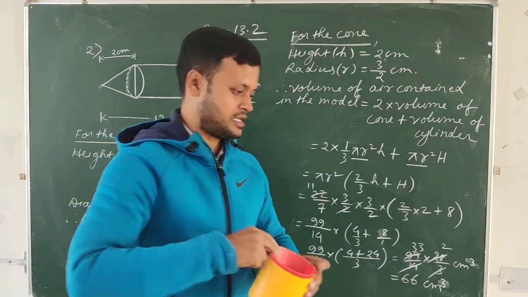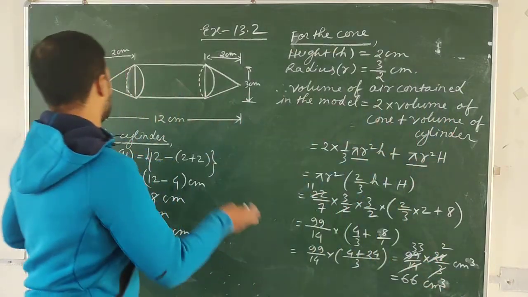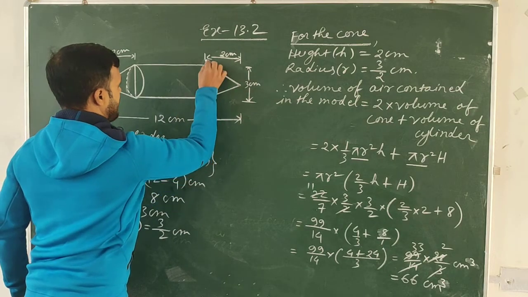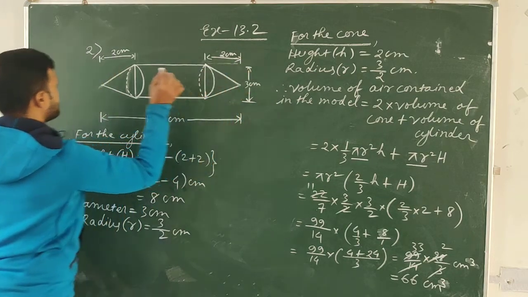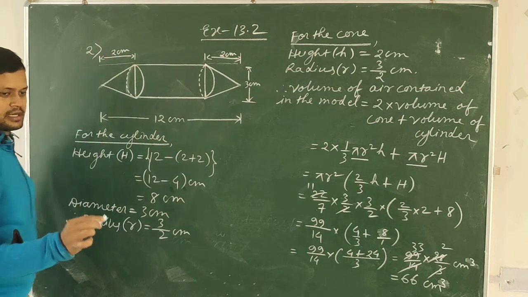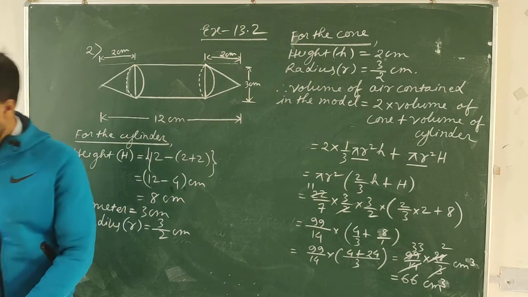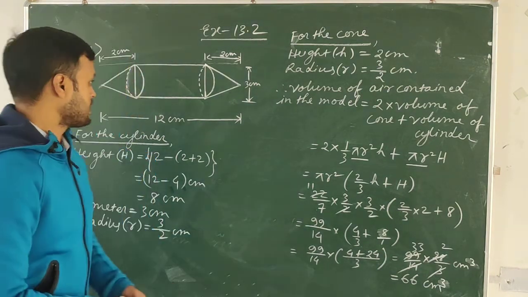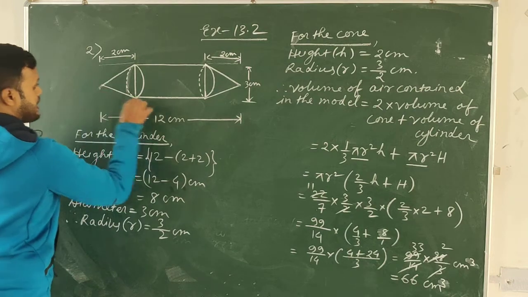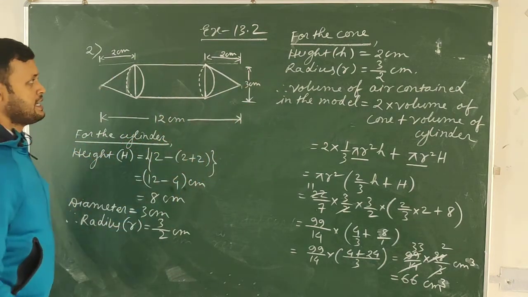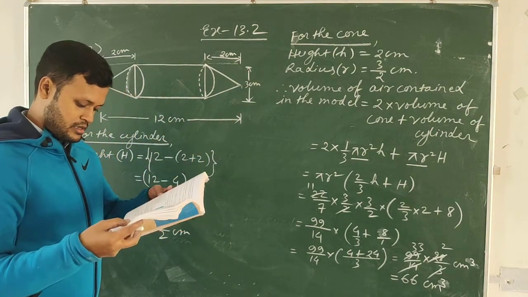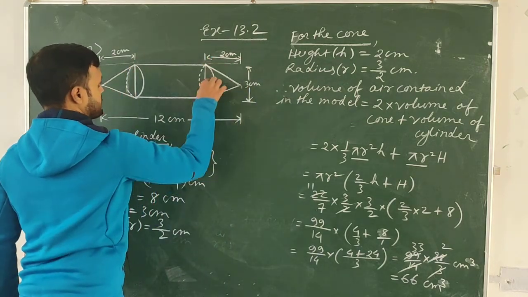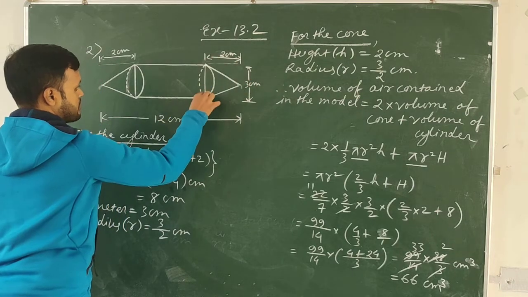Okay, so let us discuss that. So this is the cylindrical part. On this end one cone is there, on the other end also one cone is there. The height of this cone is 2 cm, and the height of this cone is 2 cm. It is said in the question, each cone has a height of 2 cm, and the length of the model is 12 cm. From this end to this end, the total length is 12 cm, and the diameter of the full model is 3 cm. From this point to this point it is 3 cm.